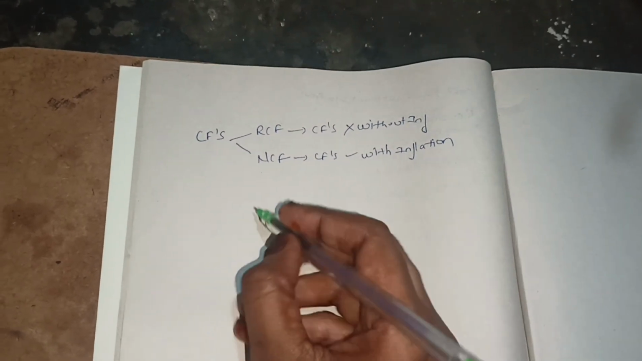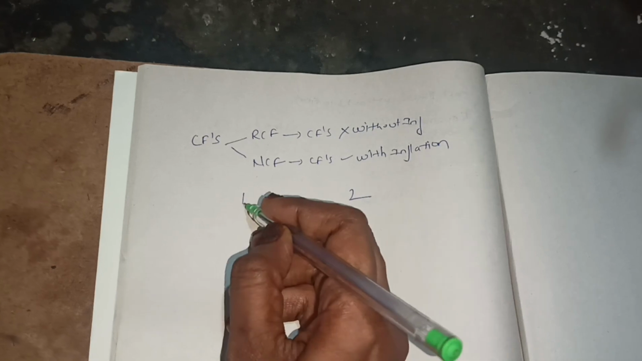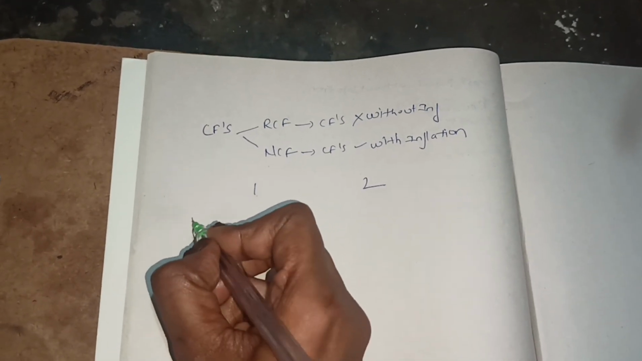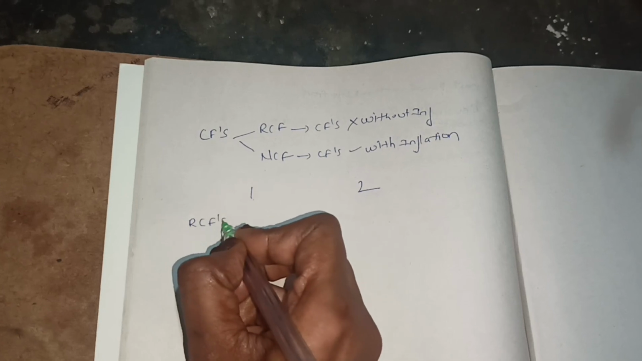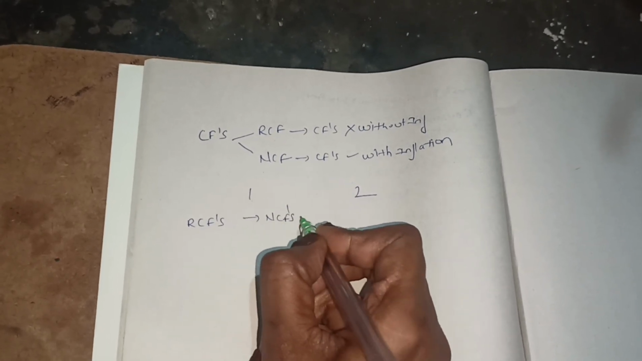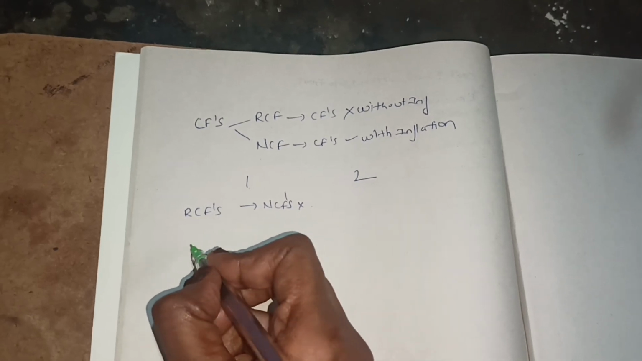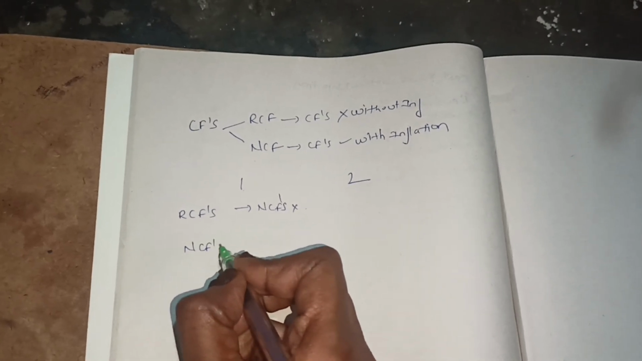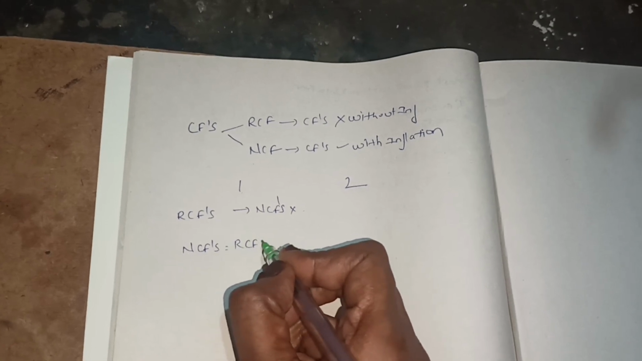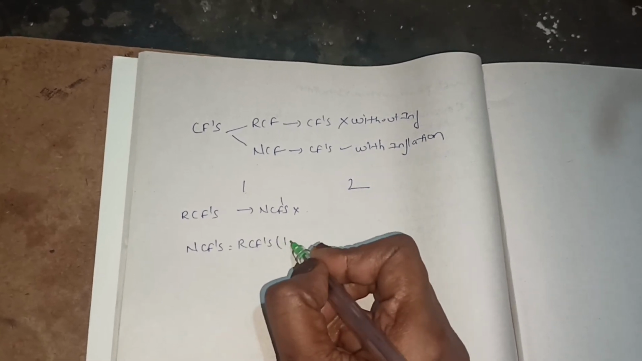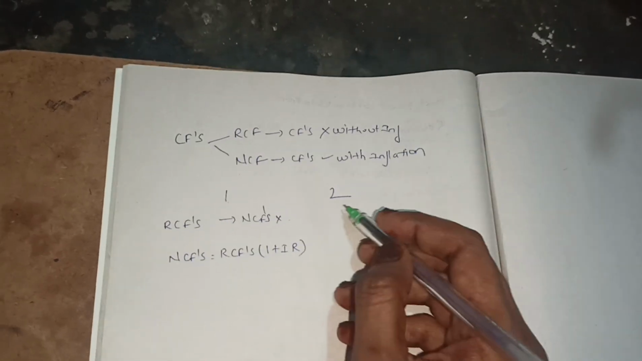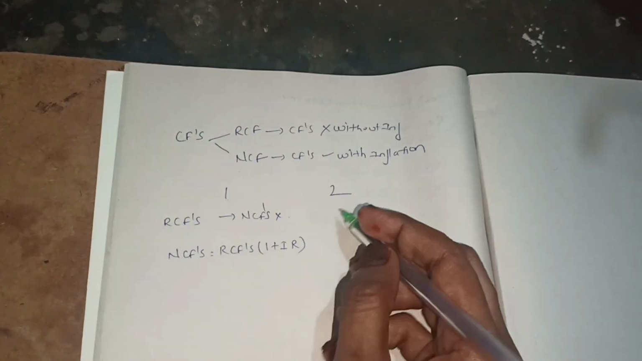Now, let us assume two situations. Under the first situation, they gave us real cash flows and they are asking us to find nominal cash flows. What is the formula to find nominal cash flow? Nominal cash flow is equal to real cash flows into 1 plus inflation rate. So this is the first situation.